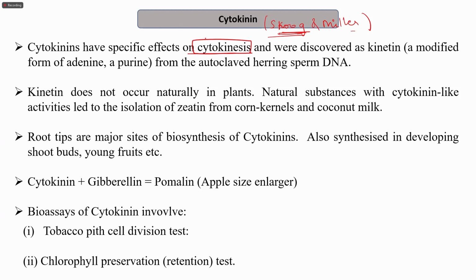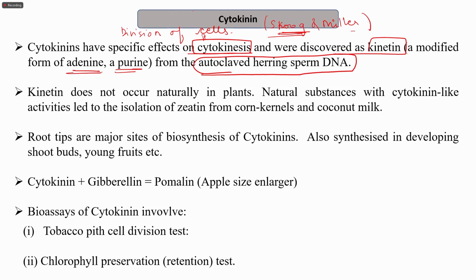Cytokinesis means division of, kinesis means division of cells. Cytokinesis is the division of cells, and it was discovered as kinetin, which is a modified form of adenine or purine from the autoclaved herring sperm DNA. So when the autoclaved herring sperm DNA was used in that media, they observed the cytokinesis effect, and they found that this is because of a substance which is kinetin, and this kinetin is a modified form of adenine or a purine. We know that DNA is made up of purine and pyrimidine.